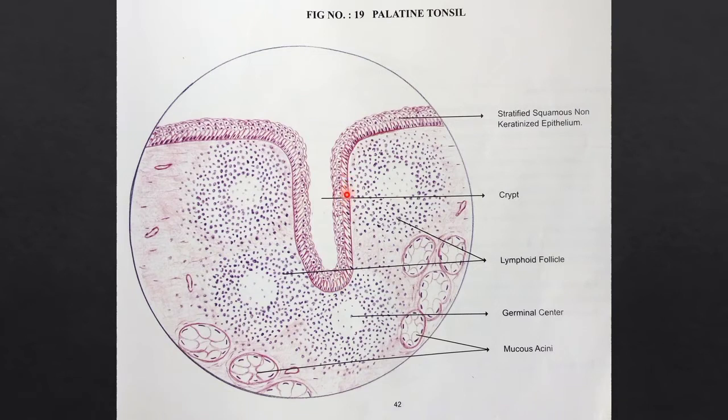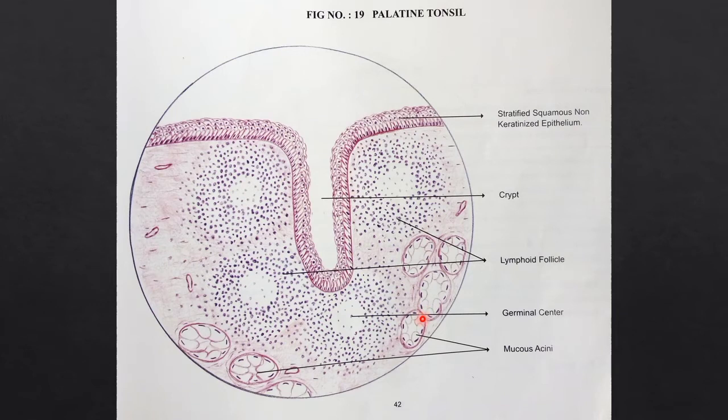Then we are moving to just below this, the lamina propria and the submucosa. What are the structures we can identify in the palatine tonsil? In the lamina propria we can identify lymphatic aggregations, lymphatic nodules. Lymphoid follicles are present in the palatine tonsil. There is no lymphoid follicle present in the esophagus. That is the main differentiation between the palatine tonsil and the esophagus. Also, mucous acini are seen in the palatine tonsil.